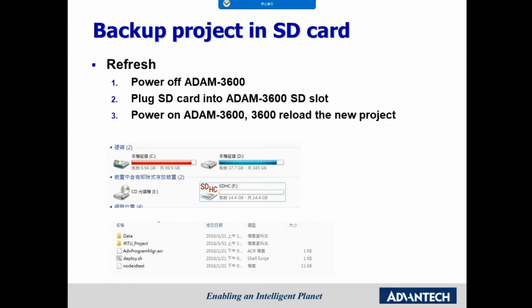If you want to create a new project for the ADAN3600 in a factory, they can write their own project in the office first and back up to the SD card. Then they can just import the project by this SD card without a computer. It can save a lot of effort when engineers go on-site.